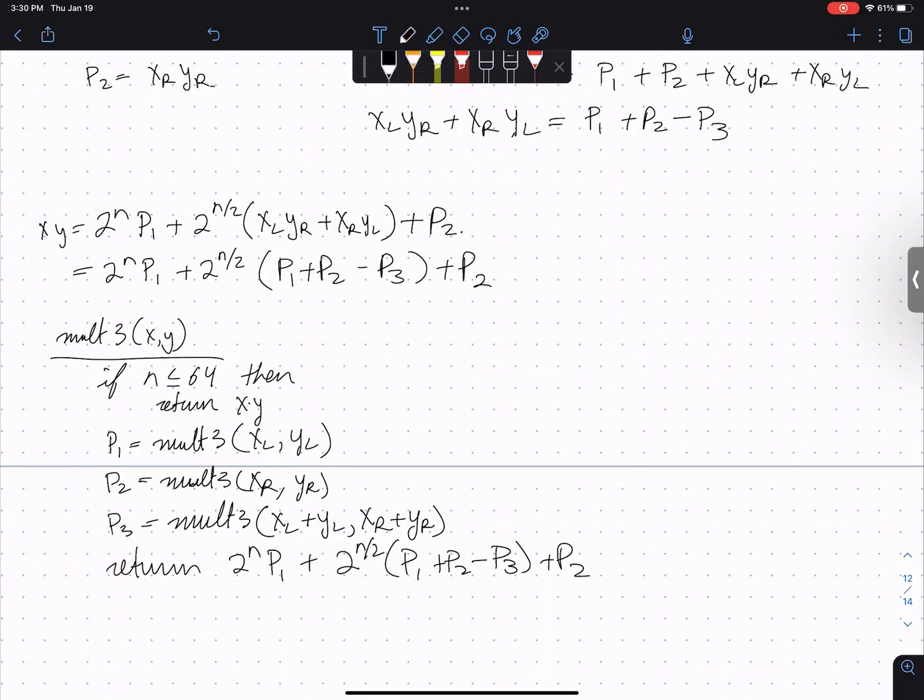The running time is similar to before. So we have some recursive calls, 1, 2, 3 recursive calls, each one of size n over 2. So these are all n half bits. Notice that this is also n half bits because you're just adding the two halves. Maybe it's n half plus 1. Maybe you need an extra bit because you're adding, but it's still about n half bits. What about the work that we do inside the function? It's still the same. It's just a constant number of additions, subtractions, and the same two shifts. So still the same theta n time.